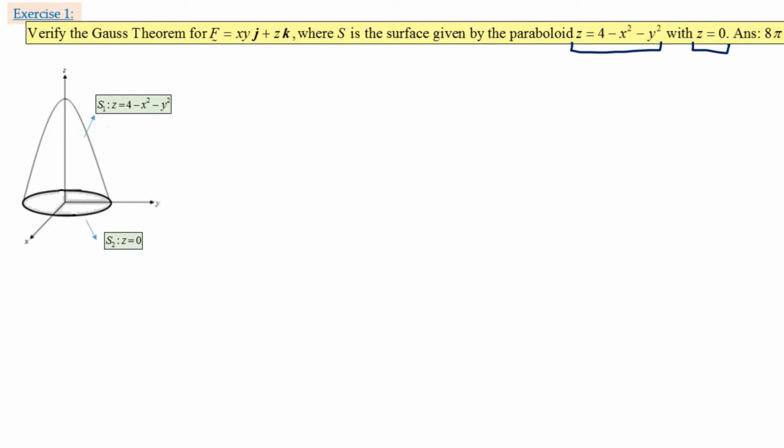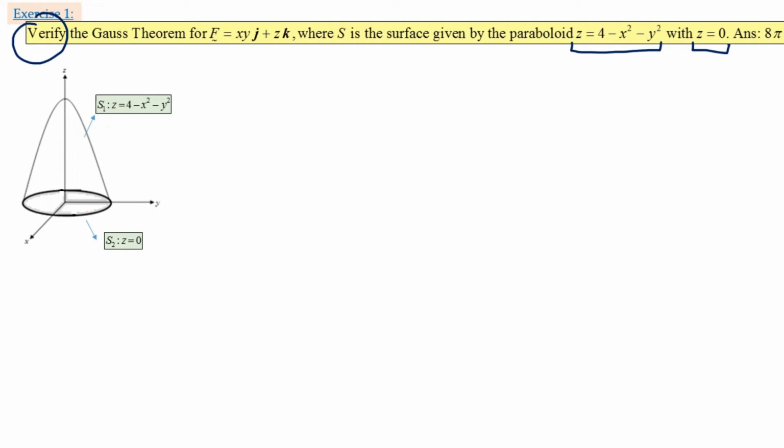So in order to verify this Gauss theorem, you have to show that the double integral over surface 1 plus the double integral over S2 is equivalent to the triple integral of the divergence F over the whole paraboloid.